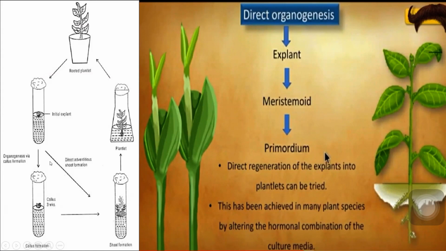Then the meristemoids are formed. Then they will start division. From directly dividing, they will not go into the callus formation. They will directly form the leaf primordia or the root primordia.